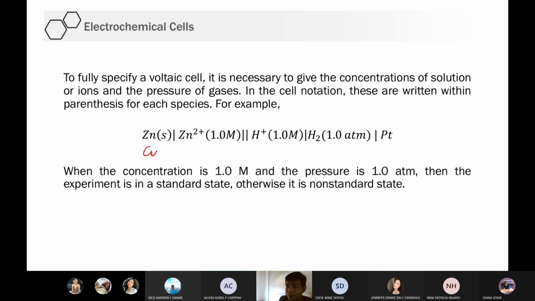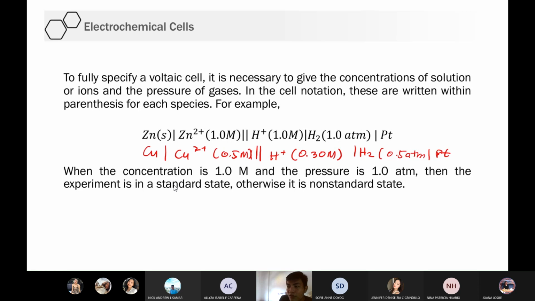Pwede mo sabihin, let's say copper 2 plus, then 0.5 molar. Then, kunwari, H plus, 0.30 molar. H2, 0.5 atm. And platinum as the catalyst. And so, ito mga molarity and the pressure, you can change that depending on your experiment.